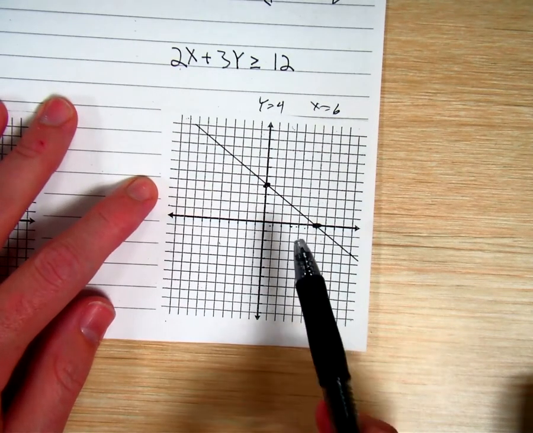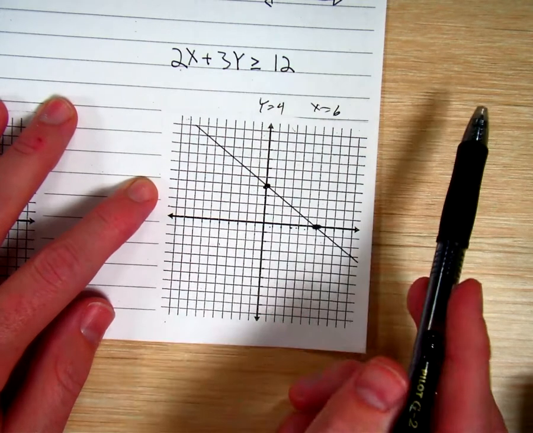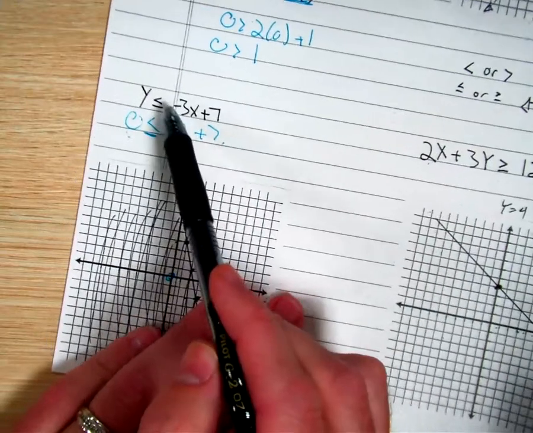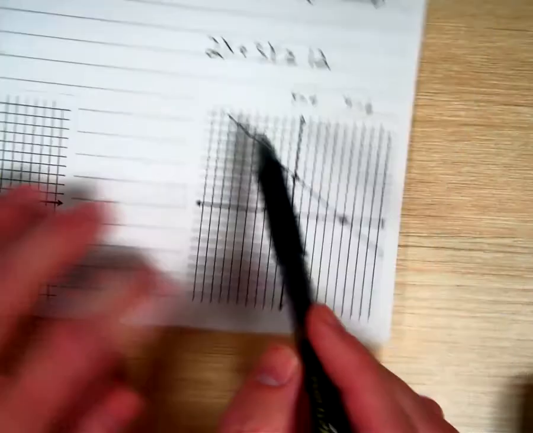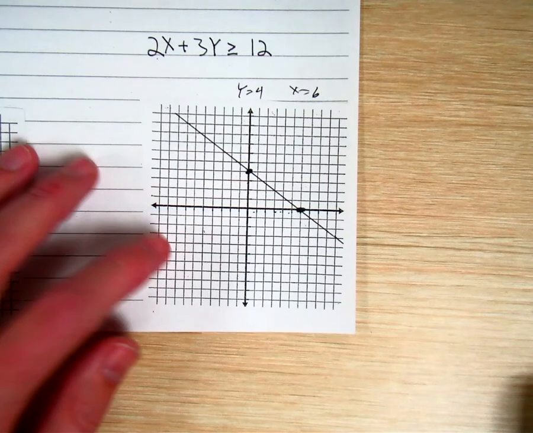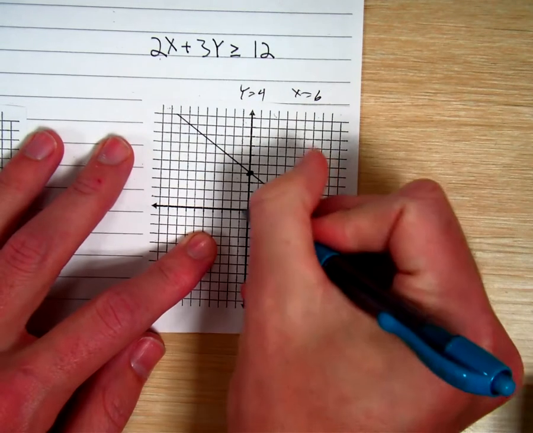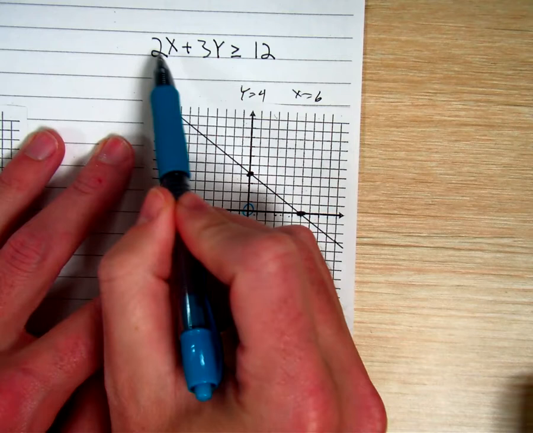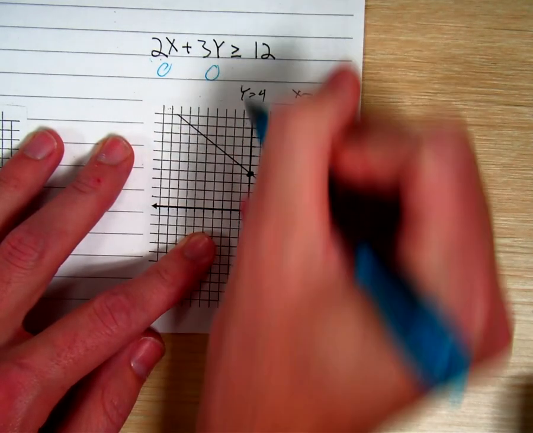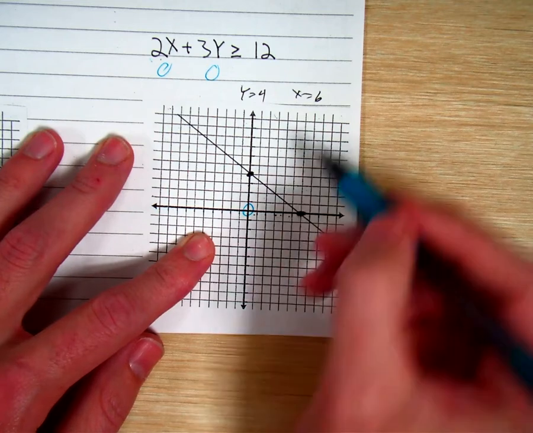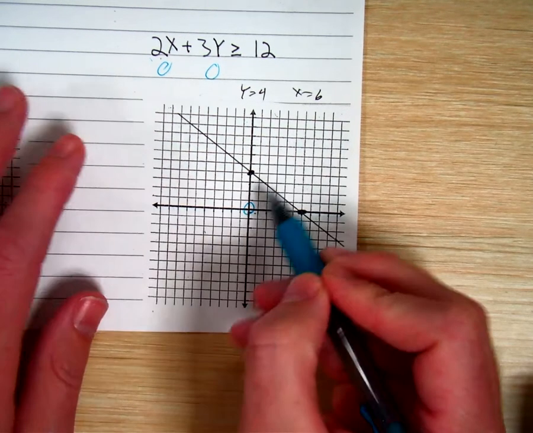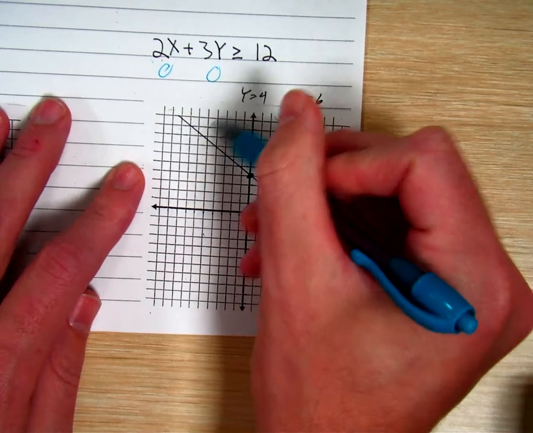So these can be confusing and tricky. It's not quite as easy as looking at this: which one makes the y value smaller? This is a little bit trickier, so I would really suggest a test point on these. So again, 0, 0, perfect. 2 times 0 is 0. 3 times 0 is 0. Is 0 plus 0 bigger than 12? Nope. So we're going to shade the other side. This point did not work, so this side is not good. Shade the other side.